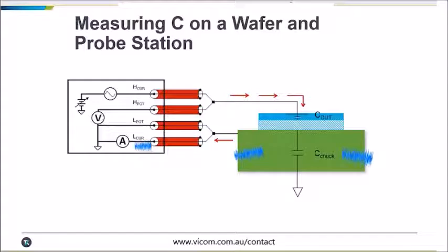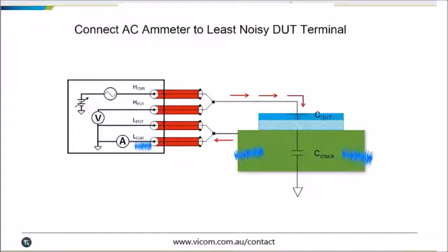So, the first thing you need to know when making a capacitance measurement is that you should always connect the AC ammeter to the terminal of your device that has the least amount of noise, which generally means the least amount of capacitance to ground. One of the features of Keithley's 4200 CVU is that we can perform this switch in software, so we don't need to switch the physical connections, which could be in tricky places or require extra tools to get the benefits of the least noisy terminal.